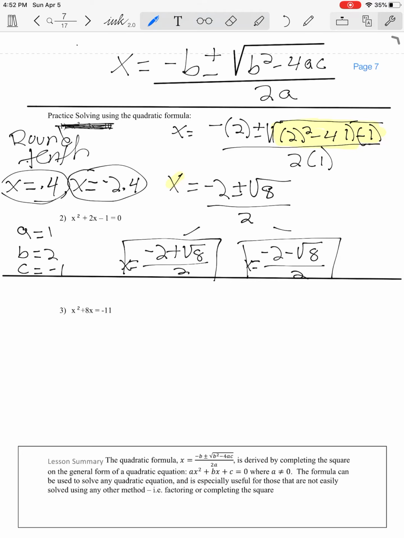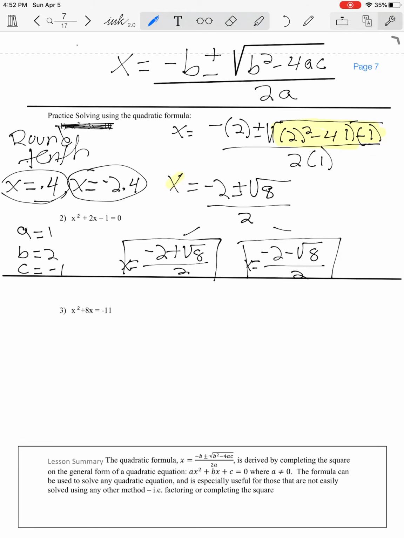Okay? Now what I want you to do is pause this video, and I want you to do number 3 on your own. I want you to make sure you move the 11 to the other side of the equal sign. Solve it. When you're done, press play on the video and watch how I did it to check your answer. Please pause your video now.